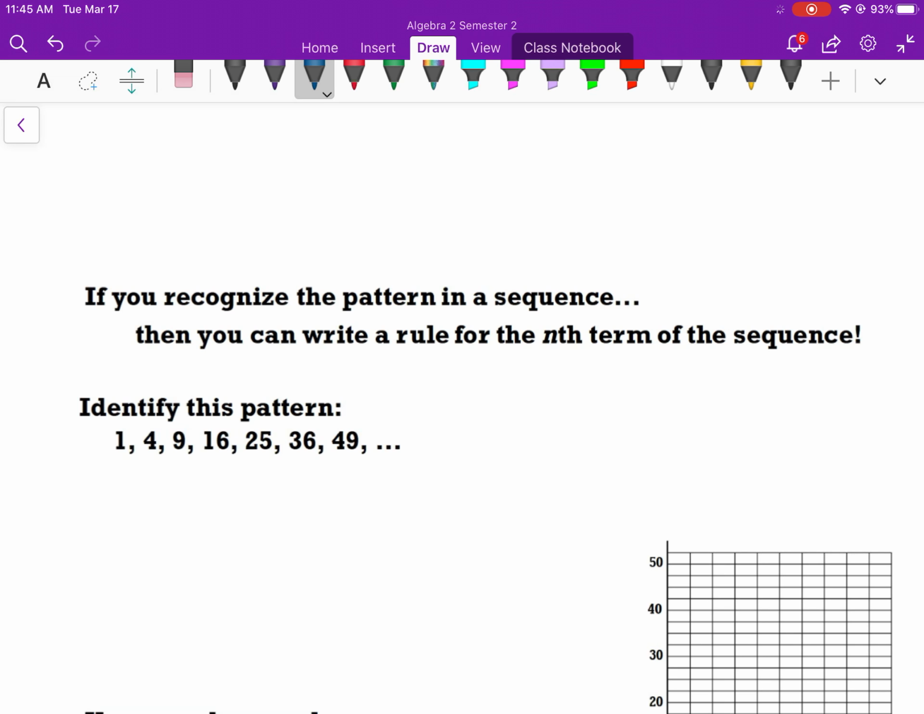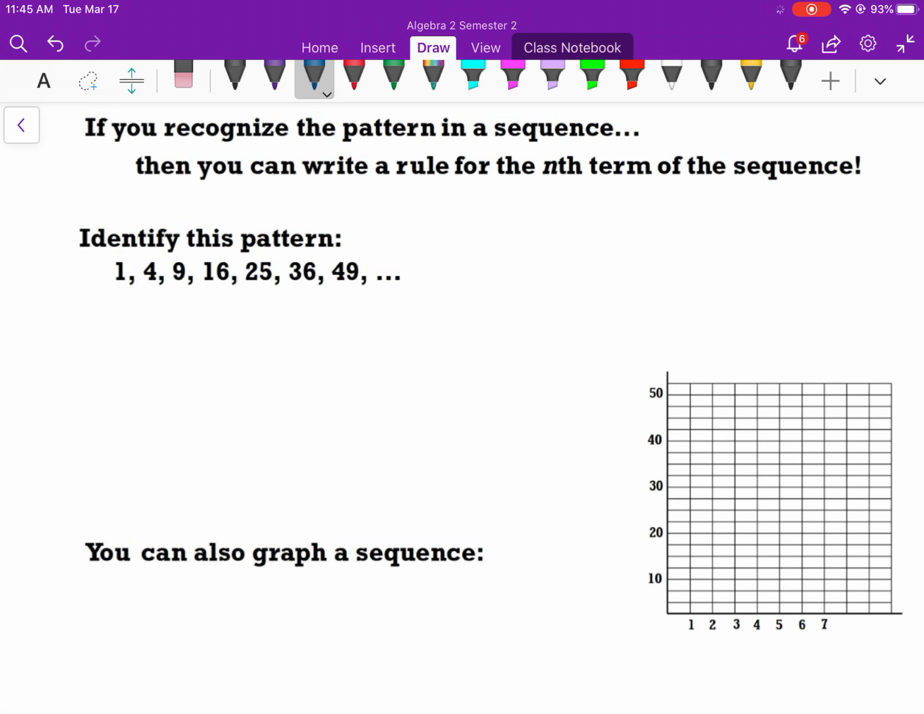If you can recognize a pattern in a sequence, then we can write a rule for the nth term of the sequence. That's a sub n. Now, it's not always going to be adding, subtracting, multiplying, dividing. Sometimes we're going to get squares, cubes, fourths. So if you look at the following one, you notice they are perfect squares, all of them. 1 squared, 2 squared, 3 squared, 4 squared, 5 squared, 6 squared, 7 squared, and so on.